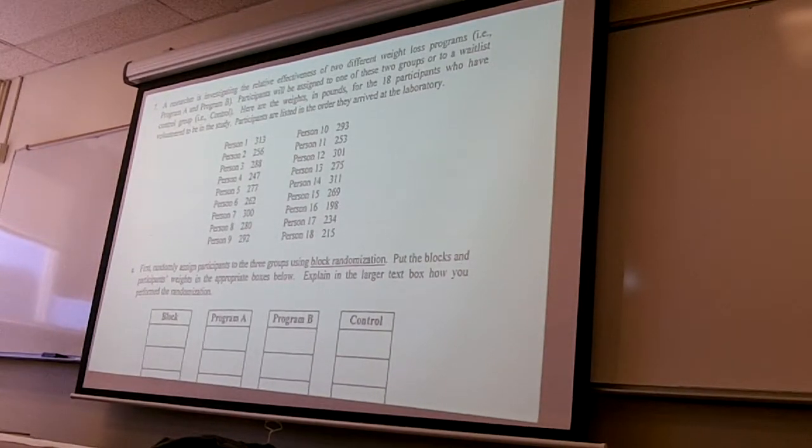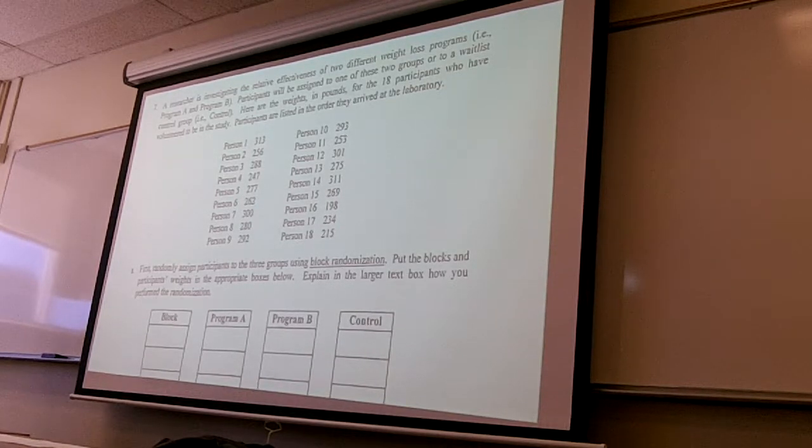Here are the weights in pounds for the 18 participants who have volunteered to be in the study. Participants are listed in the order they arrived at the laboratory. So we don't know anything about these people except this is the order that they showed up at the lab and this is what they weigh at the beginning of the study. Okay?